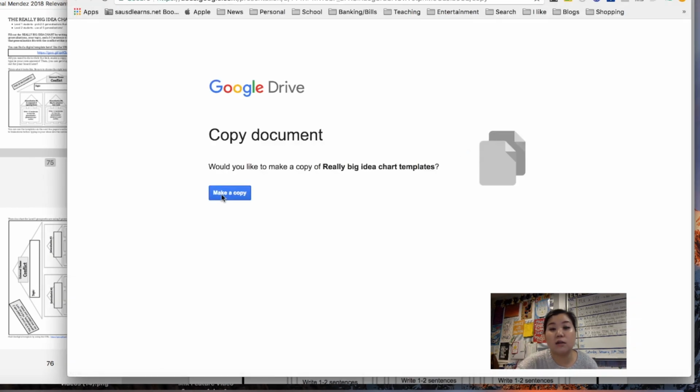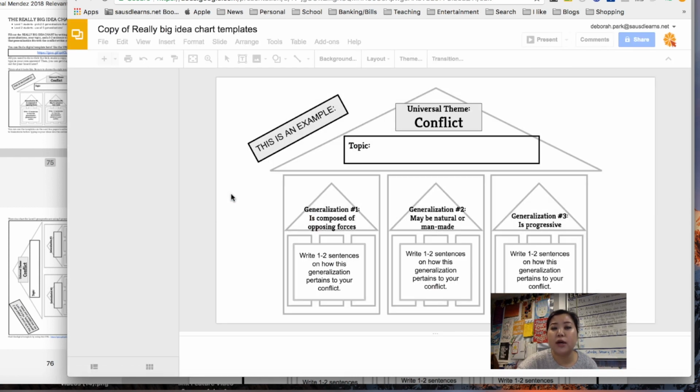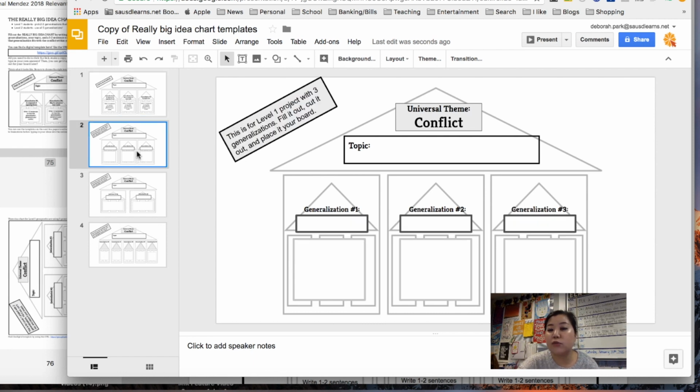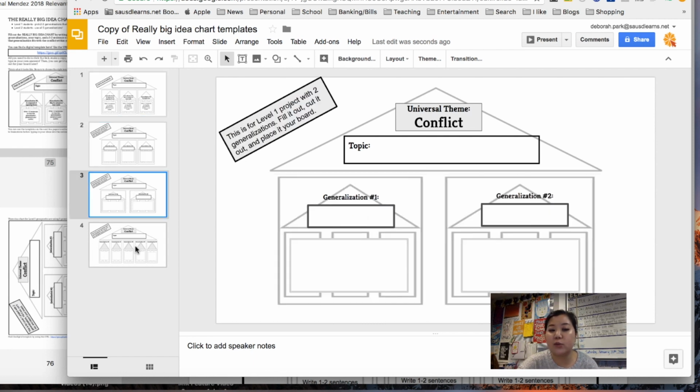I can just click it. I'm going to go ahead and make a copy. Make sure you keep copies of this in your folder and make sure you share this with all your group members if you have a shared Google folder. You will notice that there are 4 different versions. There's an example, there's one with 3 generalizations, there's one with 2, and there's one with 5.